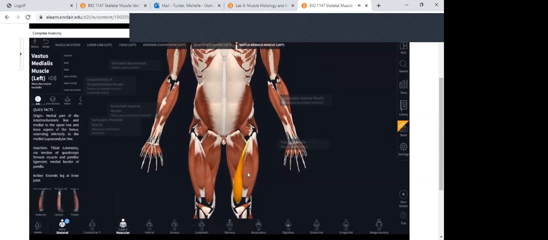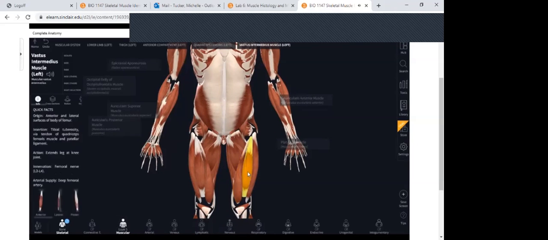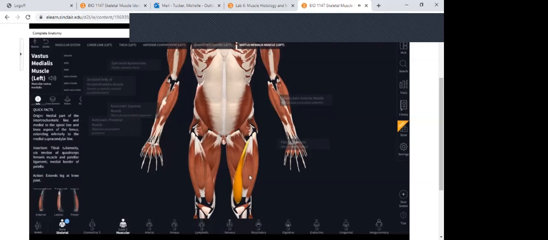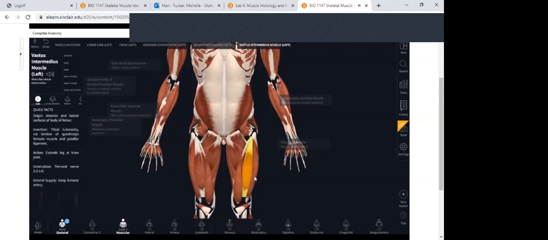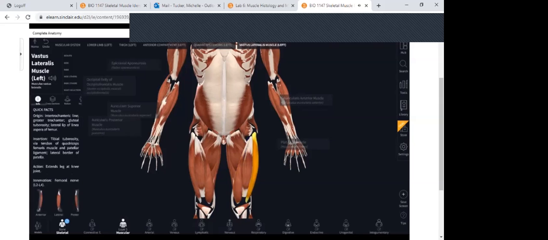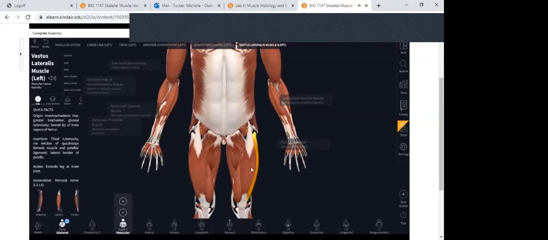Vastus medialis, vastus intermedius, and vastus lateralis. So for the quadriceps, we have vastus medialis, vastus intermedius, and vastus lateralis. And then on top is rectus femoris, and those 4 make up the quadriceps femoris group.